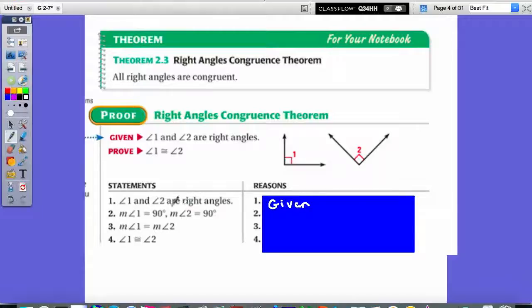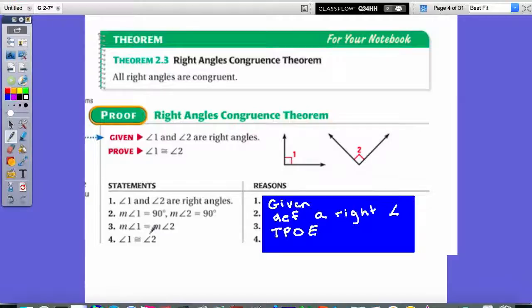Number 2 is we know that a right angle is 90 degrees. If somebody asks you what is a right angle, it's an angle that measures 90 degrees. So step number 2 is we're actually defining this word in statement number 1, definition of a right angle. Now, if the measure of angle 1 is 90 degrees and the measure of angle 2 is 90 degrees, they're both 90 degrees, their measures are going to be equal to each other. That is the transitive property of equality.